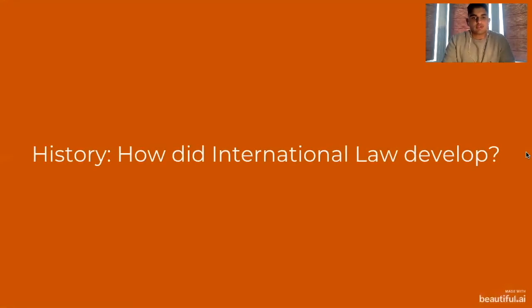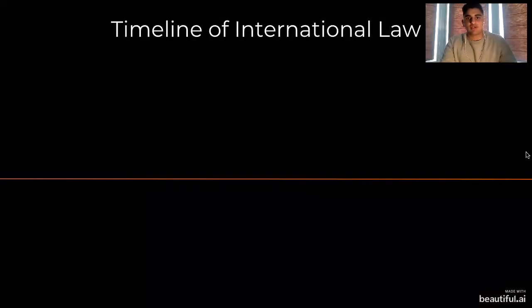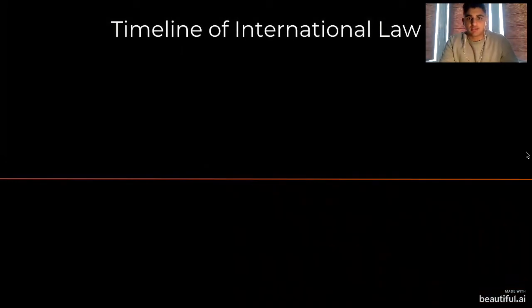So history, how did international law develop? You'll find that with international law, it's a very, very young area, right? There's not been any solid or codified law which goes back further than the 12th or 13th century. It is fairly new.